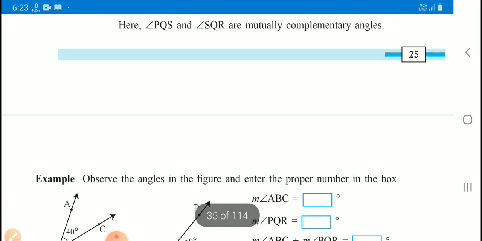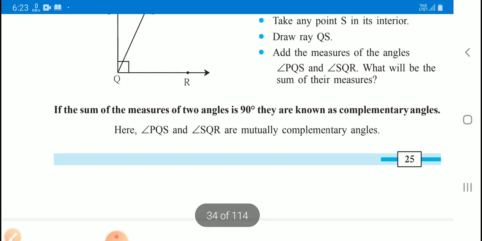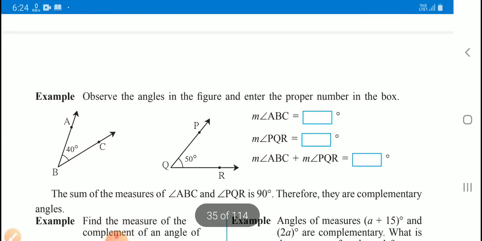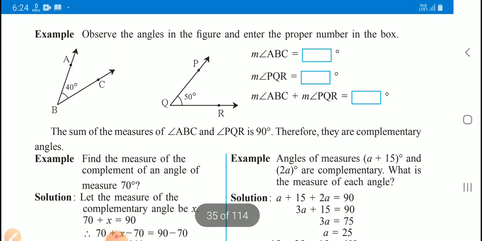Now, once again I will tell you the definition of complementary angles. If the sum of the measures of two angles, suppose they are separate angles also, is 90 degrees, they are known as complementary angles. Now we will see the example given in your book.